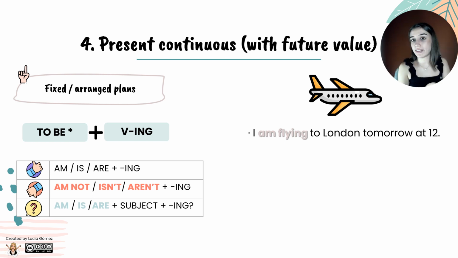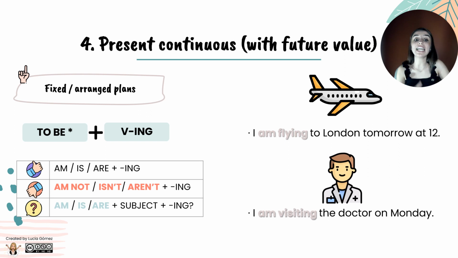Y en este caso sí que tiene sentido decir the plane leaves at 12, imagine, ¿vale? Pero no una acción que yo estoy realizando, como es en este caso. I am flying to London tomorrow at 12. Es una cosa que yo realizo, no implica que yo siga ningún tipo de horario, simplemente que esa es la hora del vuelo, ya está.